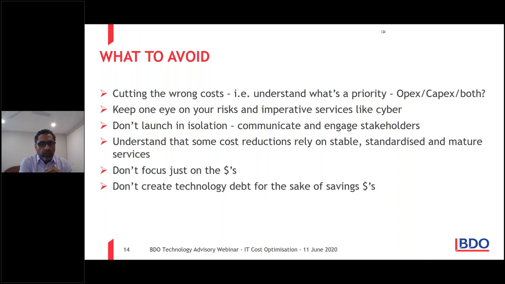Third one is, don't launch it in isolation. Cost optimization is an IT and a business joint effort. Co-design it with the business, co-design it with your key stakeholders, engage, communicate with them. Because the more the business takes ownership towards what's happening in IT, the better outcome that IT can deliver for the business. So don't launch IT cost optimization as an isolated IT activity. Put it as a joint activity with the business.